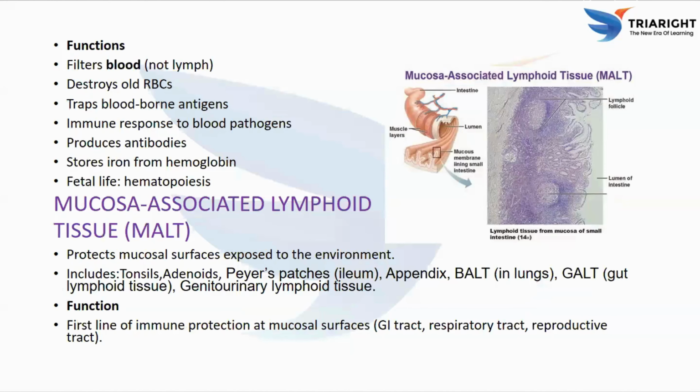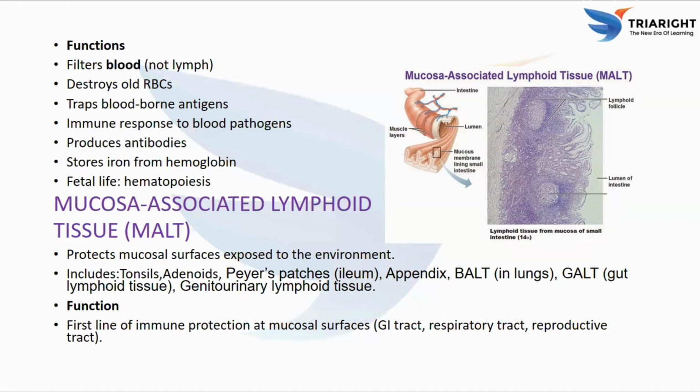Now what are the main functions of the spleen? The spleen filters the blood but not the lymph, right? The spleen cleans the blood by removing the waste and unwanted particles. It does not filter the lymph like lymph nodes do. It destroys the old red blood cells. When RBCs become old or damaged, the spleen breaks them down and recycles the useful parts.